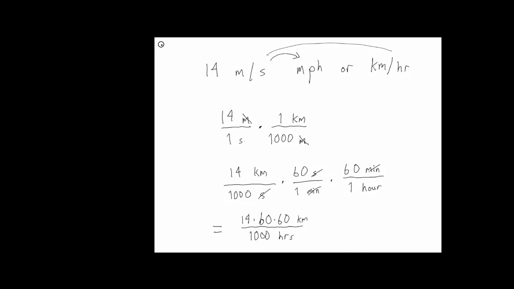Okay. 14 times 60 times 60 divided by 1,000. On my calculator, that says it is 50.4 kilometers per hour. Okay.